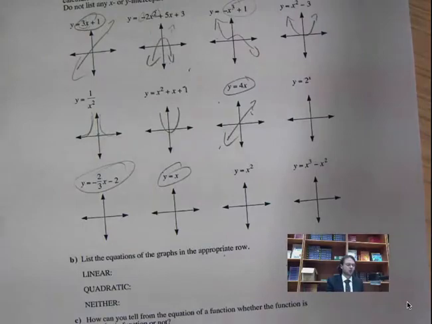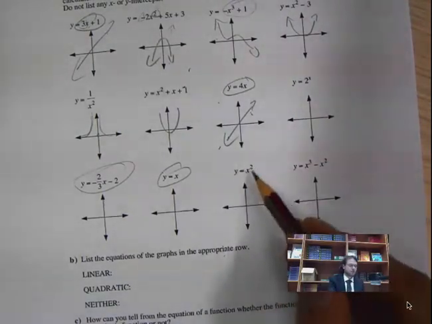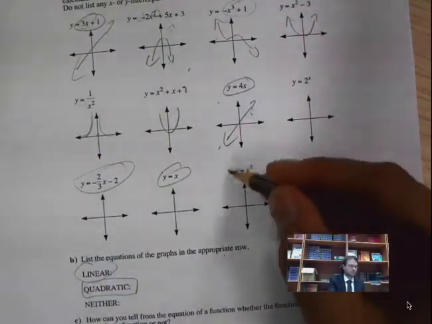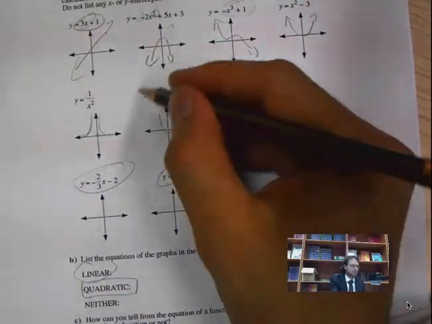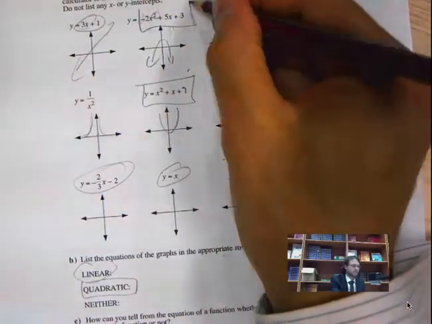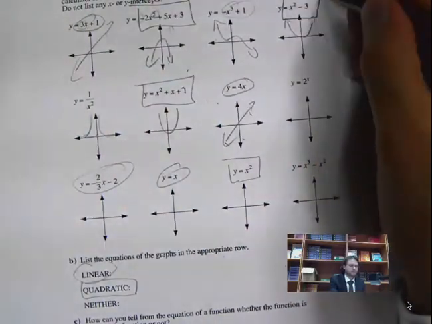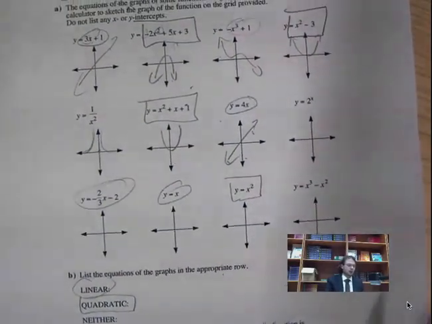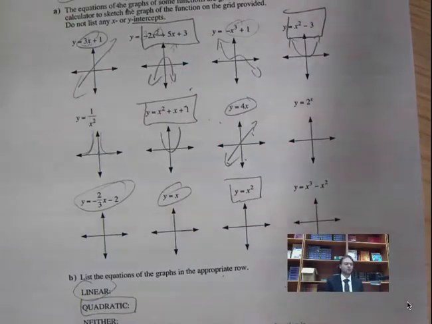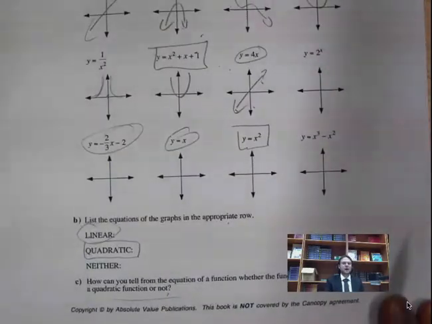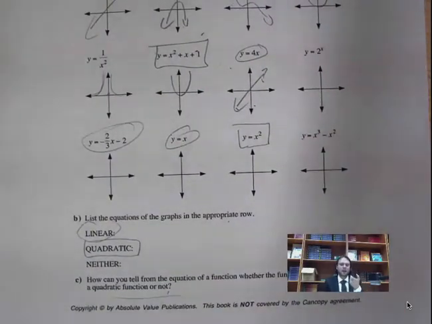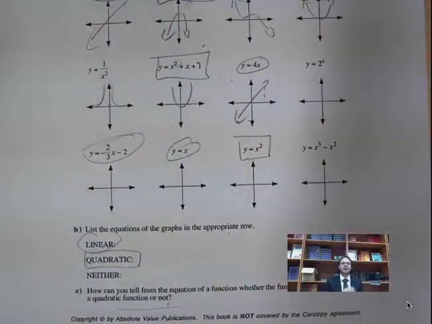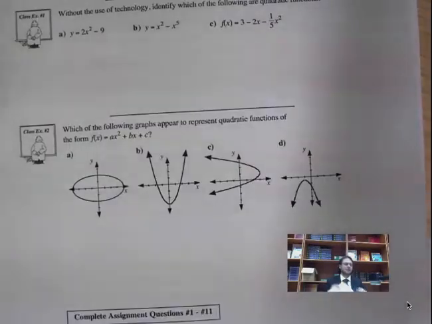Which of the equations are quadratic? Quadratics, circles, are going to be my box ones. Okay. Now which of the equations are neither? Those are all the rest. How can you tell the equation functions whether it's quadratic or not? Well, if it's quadratic, it must have an exponent of 2. It has to have a squared exponent, okay? And that has to be the highest exponent it has, and it has to have a squared.